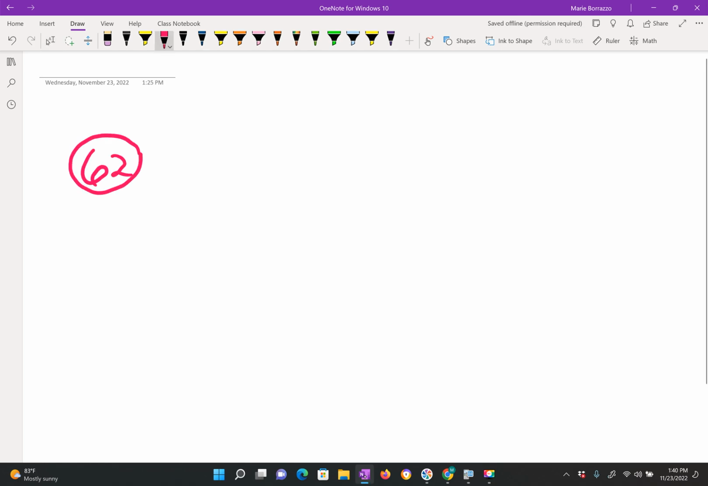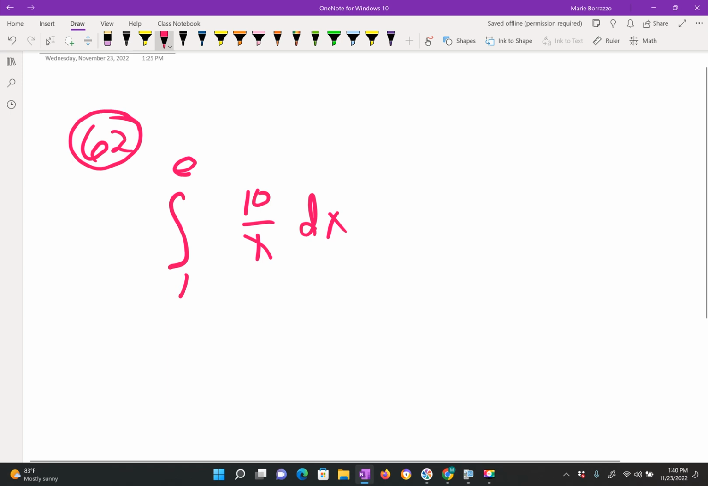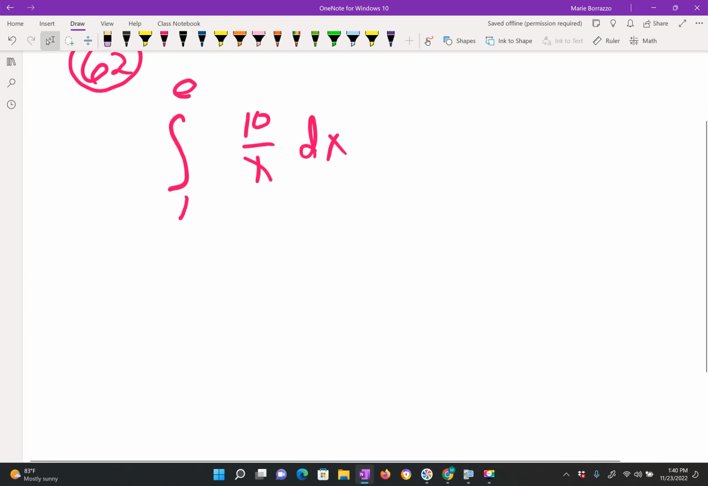Okay, here's question 62. We have to evaluate this in the interval e to 1, and you have 10 over x dx. So remember, this is basically, once you take the antiderivative, in essence, let me do this step by step. So we're going to first find the antiderivative. So we know that this is 10 natural log of x.